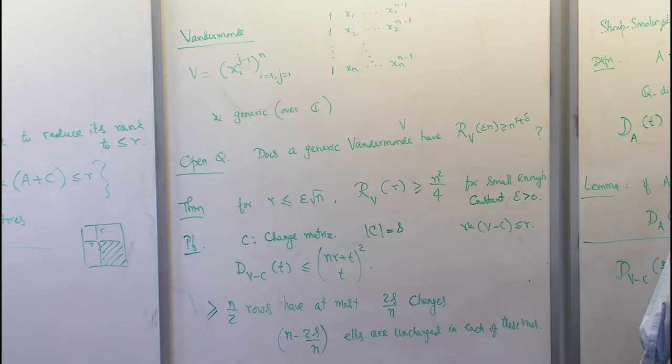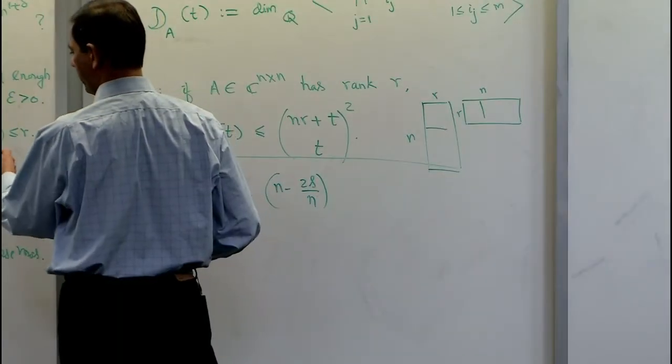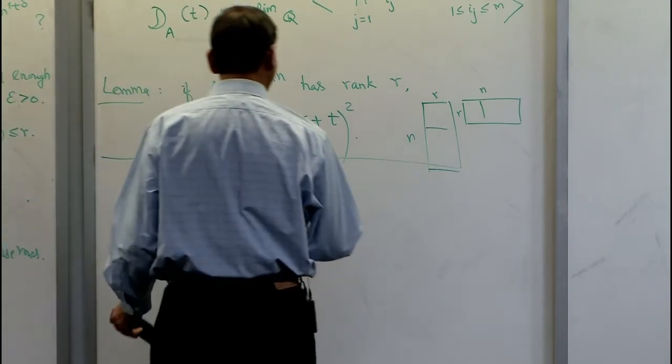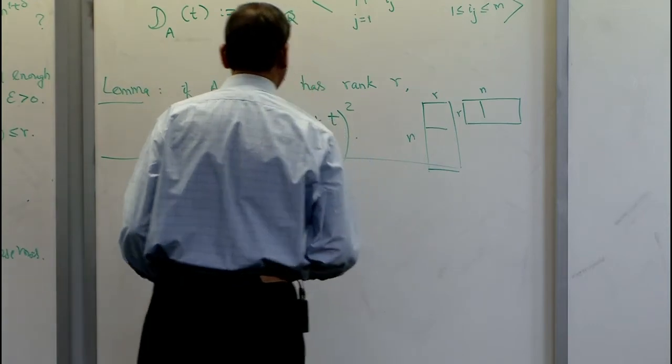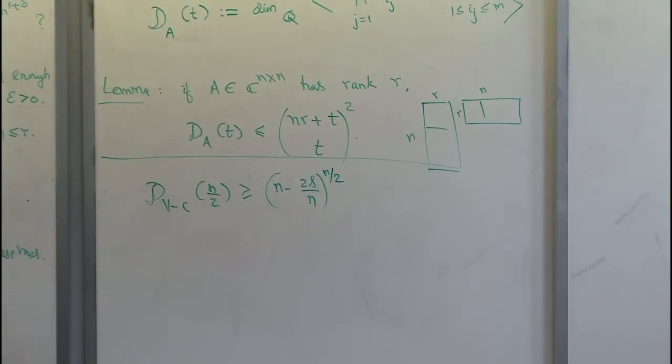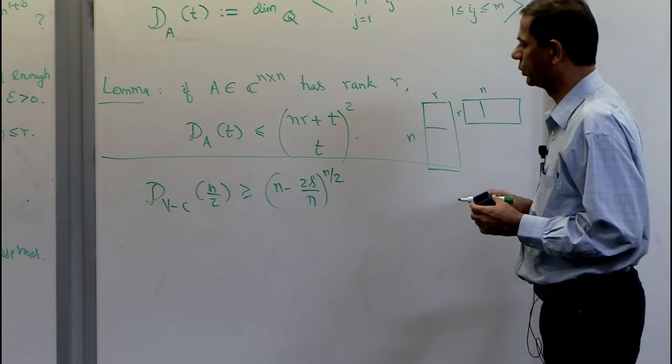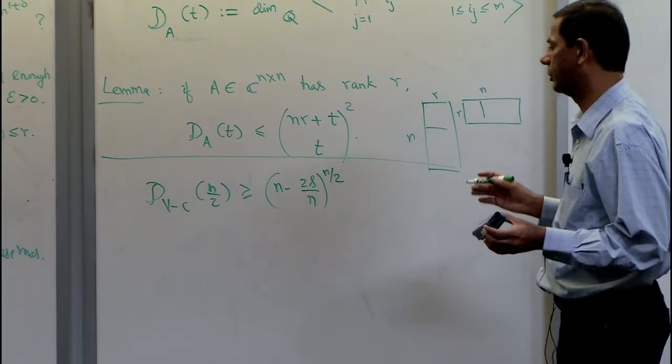You take any one of the unchanged entries in one row and any one of the unchanged entries in the next row and so on, and you can do this up to N over 2, and all these monomials are going to be linearly independent. That's it.